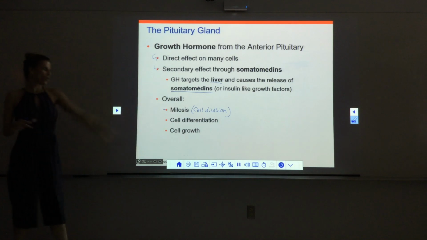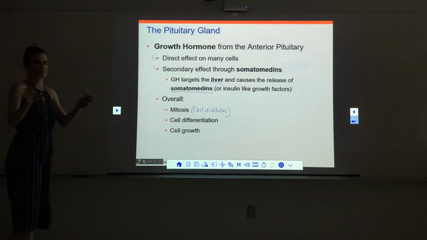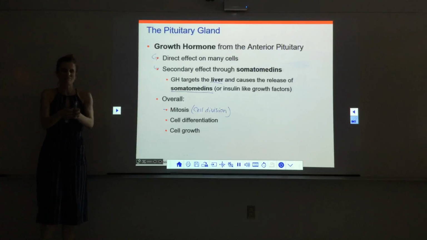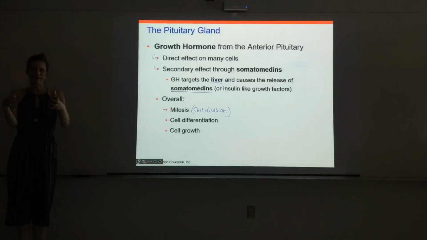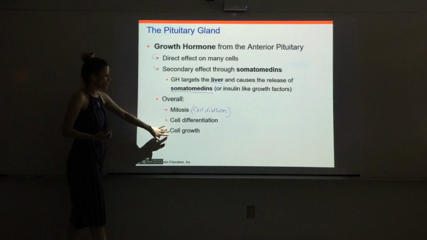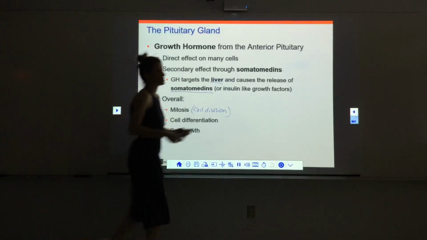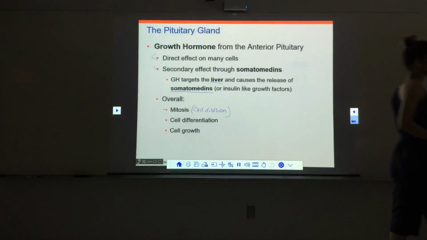And then growth hormone also stimulates cell differentiation. Essentially that's as the cell changes into its specific cell type, right? Because that stem cell can divide and be really basic and neutral, and it has to differentiate, or grow and change, into its specific cell type with specific functions. And then also growth. So cell division, differentiation, and cell growth, hence being called growth hormone.